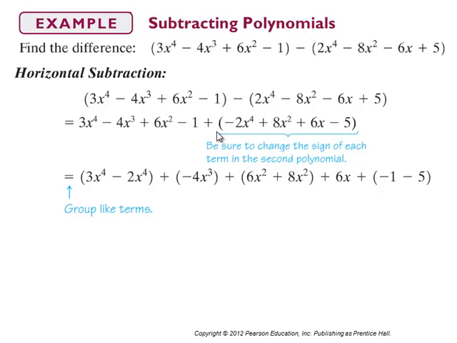Because after all, subtraction is the same thing as adding the negative of something. So if you just take the sum of the negative of the second polynomial, then that's the same thing as subtraction. And there's the difference.